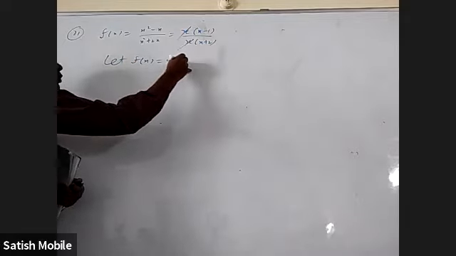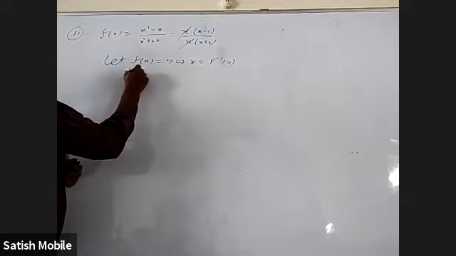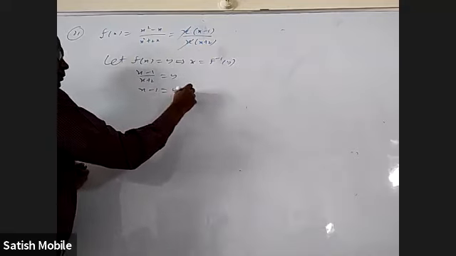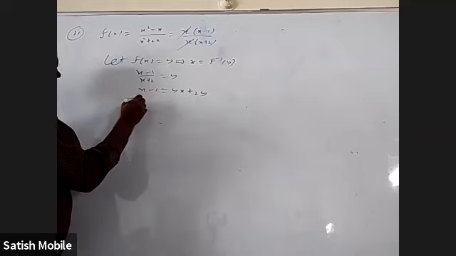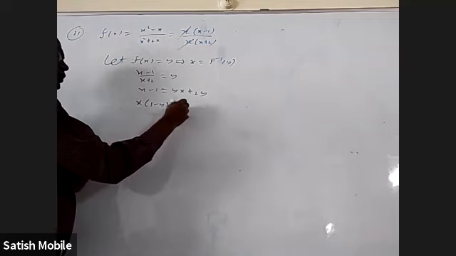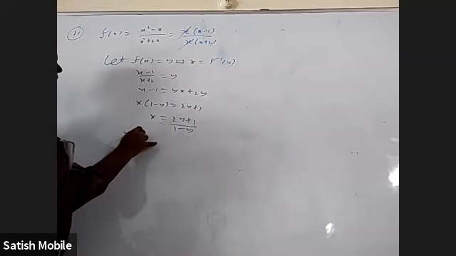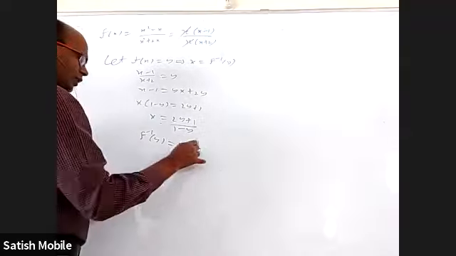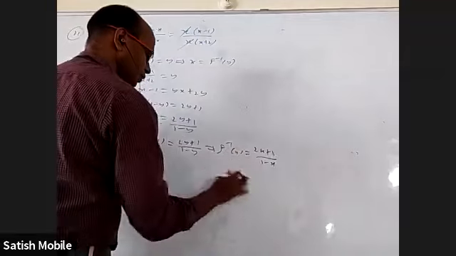Let f of x equal to y. x is equal to f inverse y. What is f of x? x minus 1 by x plus 2 is y. x minus 1 is equal to yx plus 2y. And I want to separate x, so x into 1 minus y is equal to 2y plus 1. x is 2y plus 1 by 1 minus y, but x is f inverse y. So f inverse y is 2y plus 1 by 1 minus y. From that f inverse x is 2x plus 1 by 1 minus x.